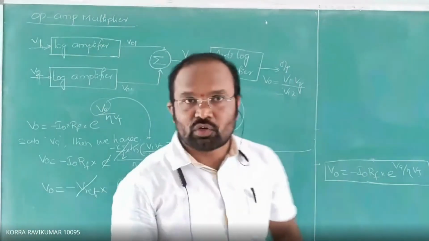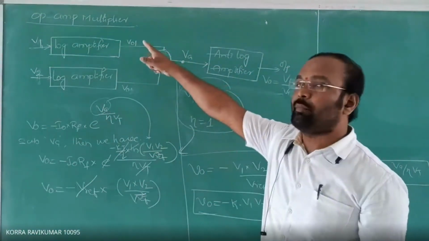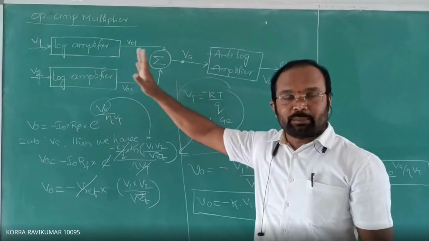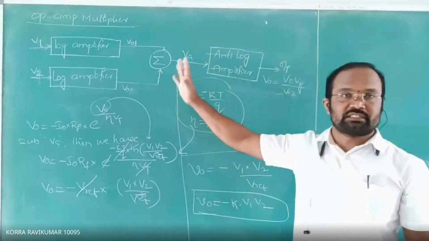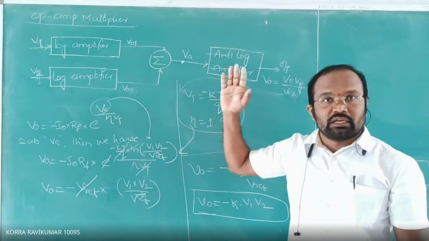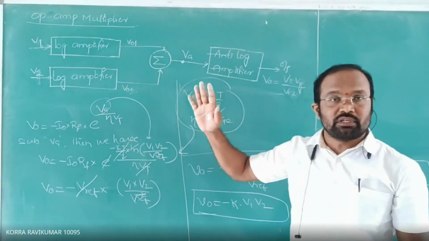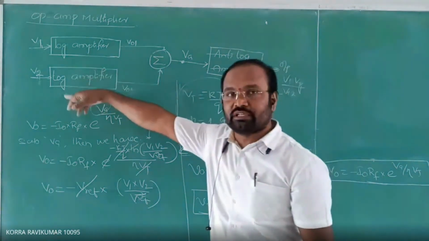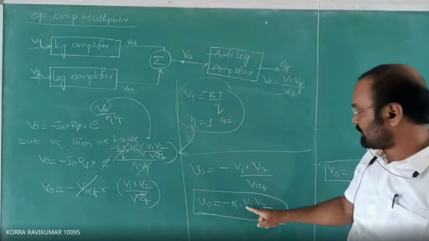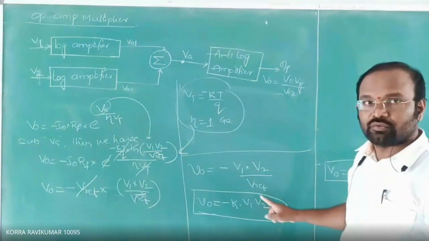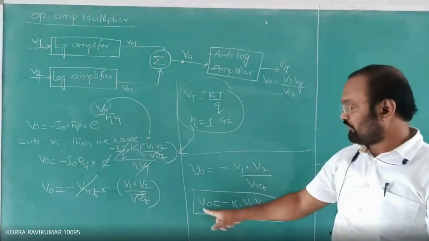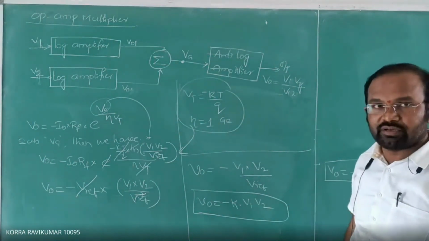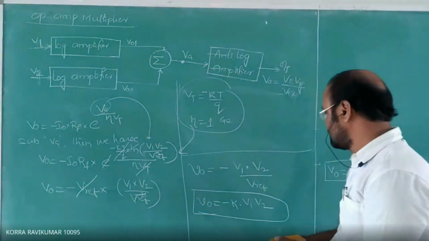What is the title of our topic? It is the op-amp multiplier. A multiplier is an electronic circuit, or an analog circuit, whose output is proportional to the multiplication of input voltages. Multiplication of input voltages V1 into V2 gives V0. V0 is directly proportional to V1 into V2. Hence, it is proved.